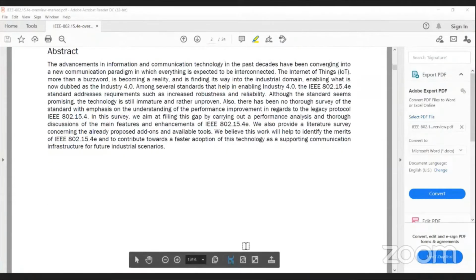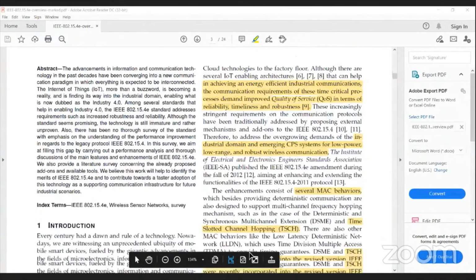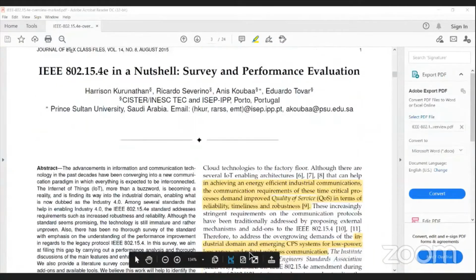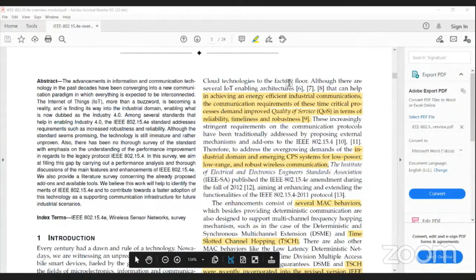Let's skip all this. I marked a few sections, so I will go directly there. Okay, so this is about this one. See, the thing is, 15.4 did not do all that great. Okay, but at the same time, it had some plus points.